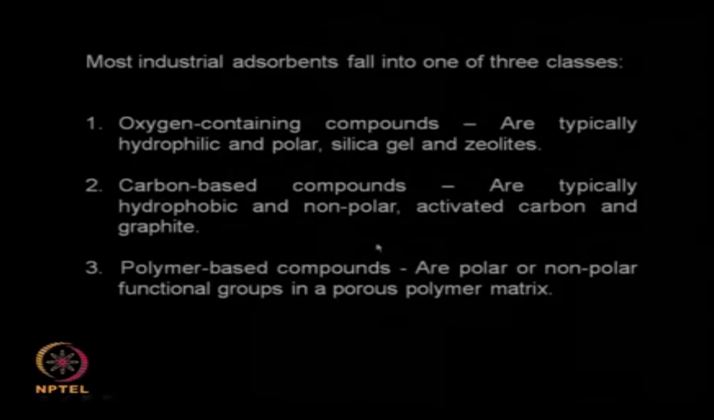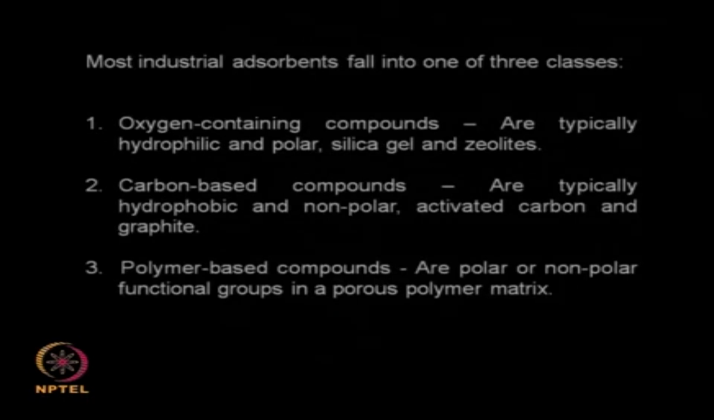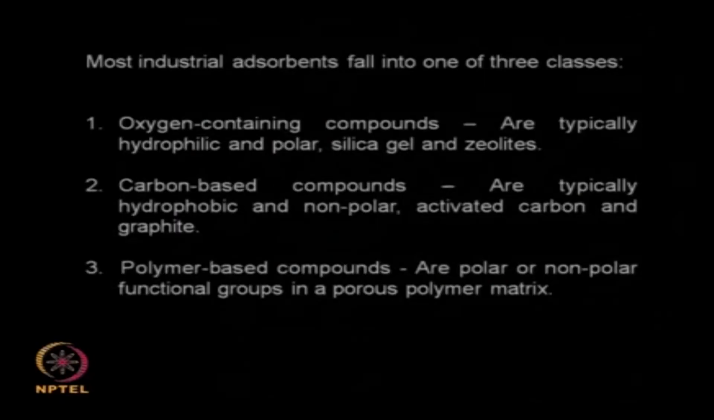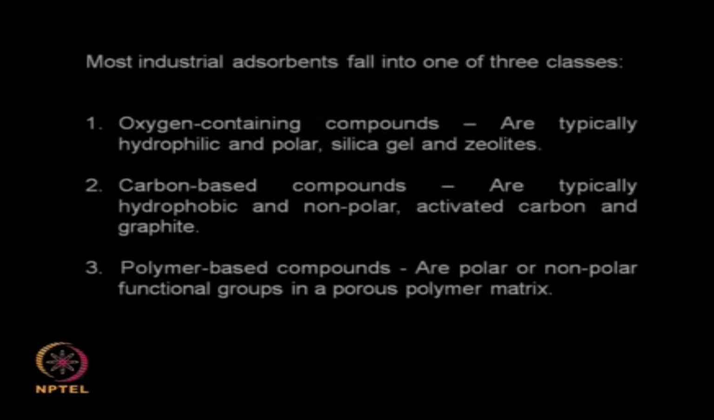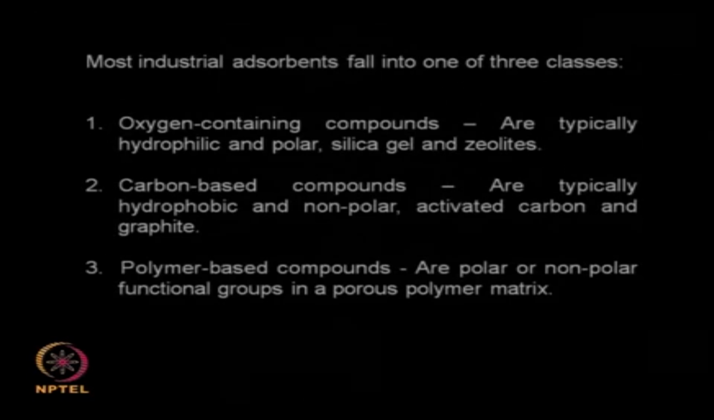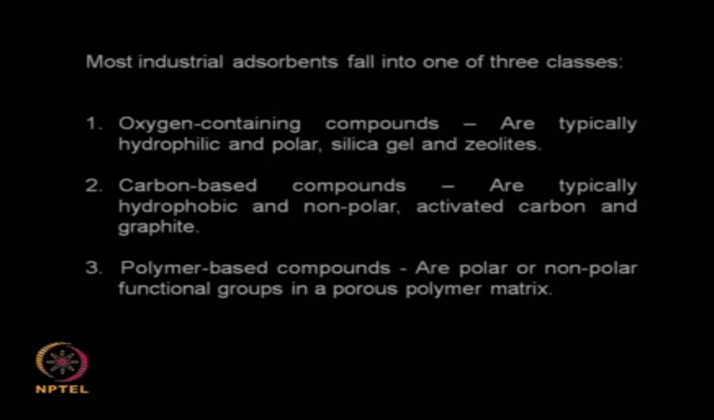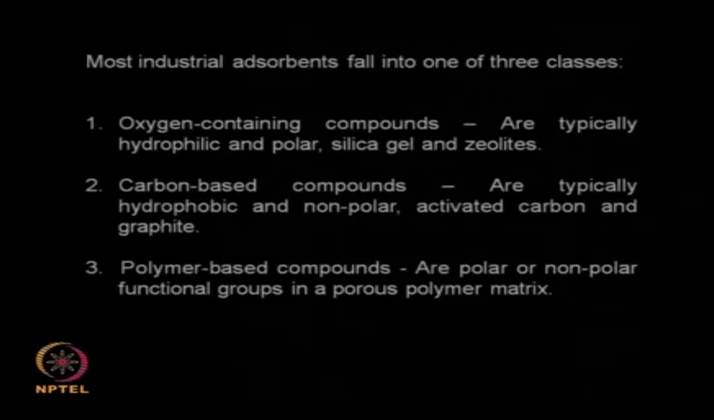The third type is the polymer based material, so polymer matrix. There is a polymer porous matrix, and you may have polar or non-polar functional groups attached to this polymeric porous matrix. For example, in some of the ion exchange resins, you will have this type of adsorbent present. So there are three types of adsorbent, and depending upon whether you want to separate out a polar or a hydrophilic compound, or you want to preferentially take in a hydrophobic compound, you can select the type of adsorbent.